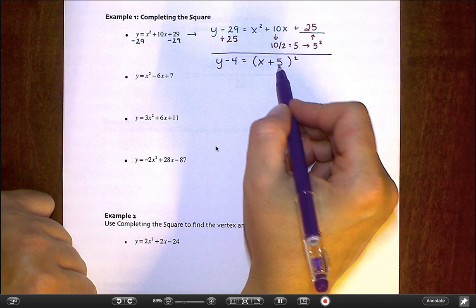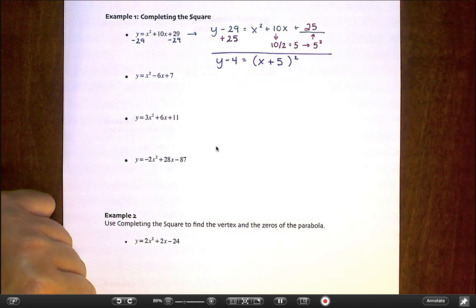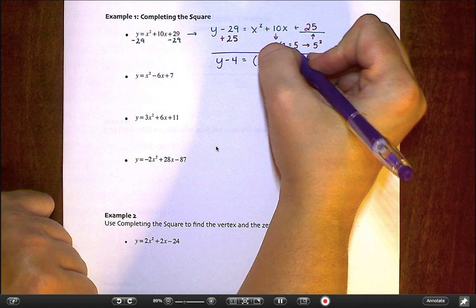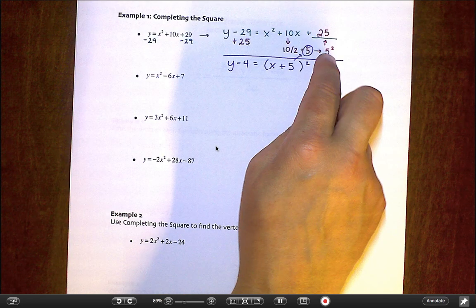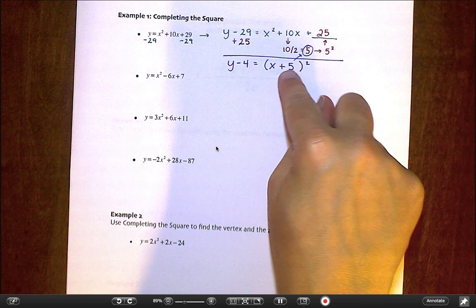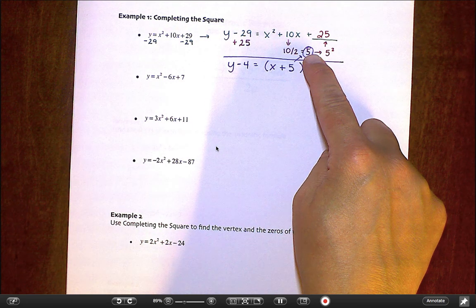Because remember, if I double the 5, I'll get the 10x. And if I square the 5, I'll get the 25. This number here is always going to match this number here. So if you go through this process every time, and you're going to see me do this over and over again, you don't even have to think about what should go there. It's always just the number that came up right here when I split that number in half, before I squared it.